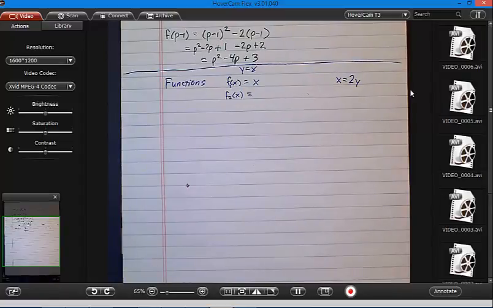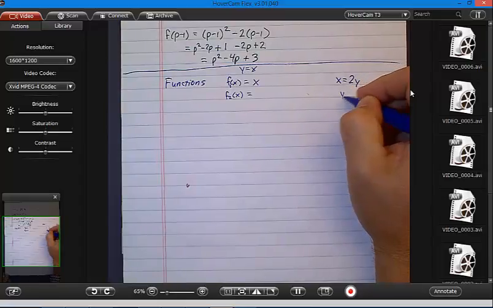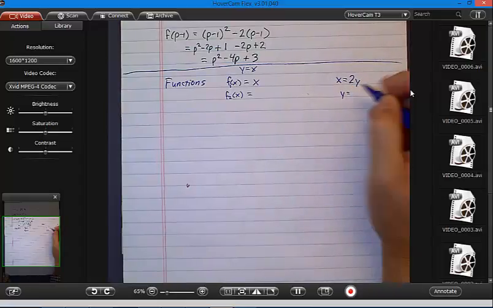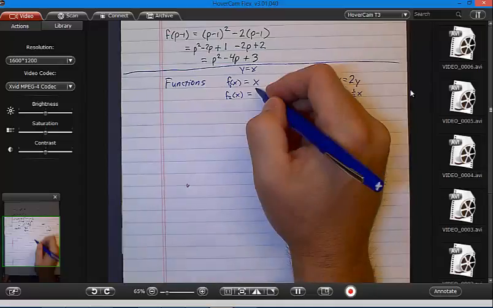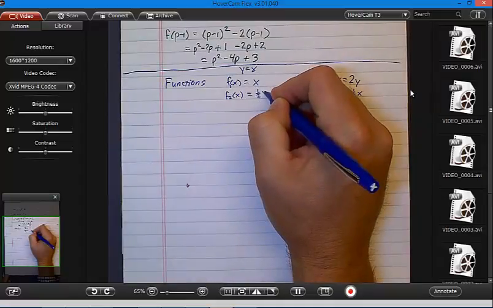If you write x equals 2y, I can get the y by itself, right? You guys, what does y equal in Josh's example here? 1/2 x, right? So I'm going to say that Josh's example is 1/2 x.